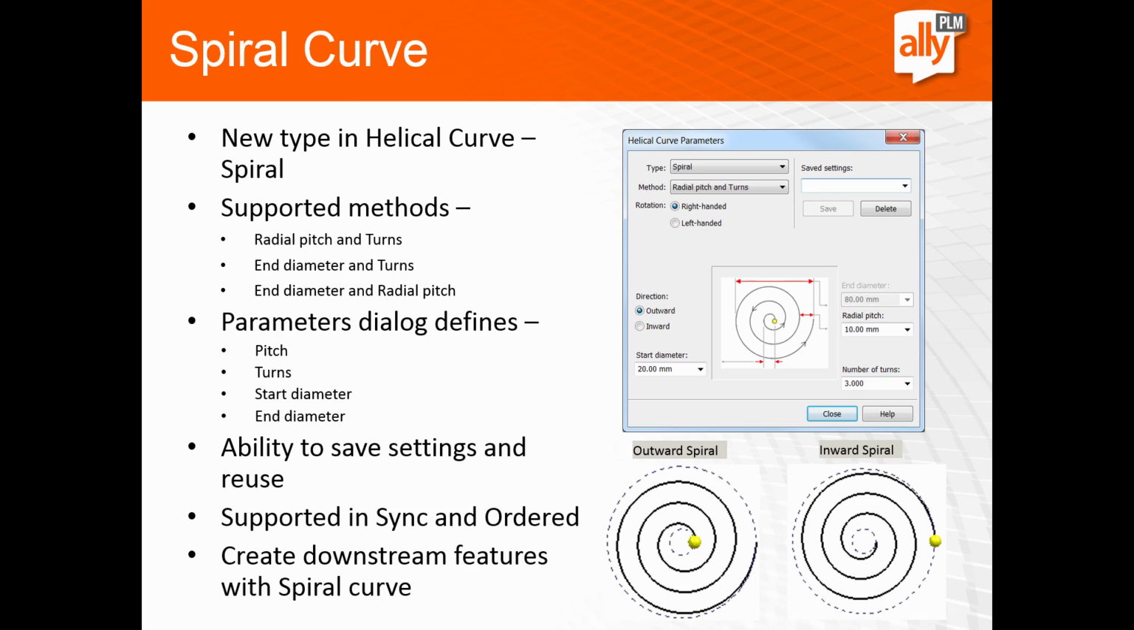New to the Helical Curve command is an option for creating spirals. We used to have to create spirals doing a curve by table and knowing all of the coordinate positions for that curve. We can now just create a spiral curve inside of the Helical Curve command. So some really cool options. We can create this in both synchronous and ordered environments, and that allows us to create features using that curve. Things like doing the new solid sweep command, which I'll show you in just a little bit.